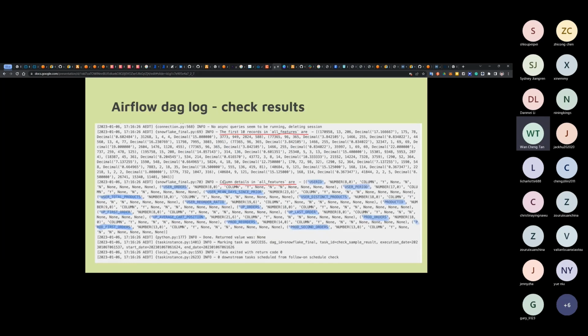We can see the first 10 records of the final table, and we can also see the column features in the final table. Next page, please.